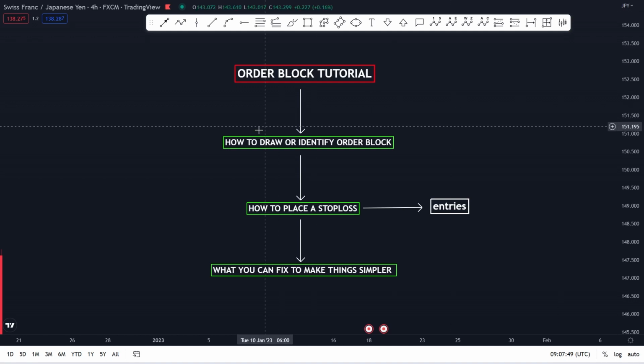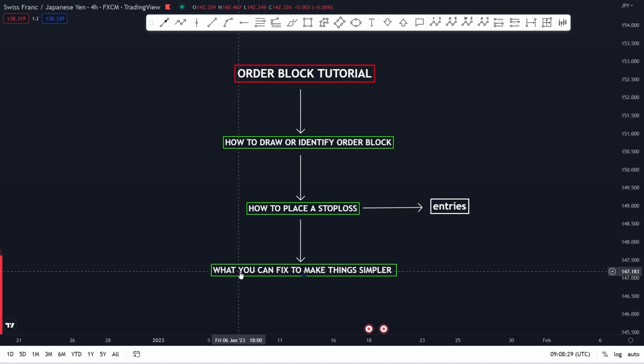The first thing you are going to learn is how to draw and identify order blocks and how to place your stop loss, and then you'll also understand the entries, and lastly you will learn some of the things that you can fix when you do your order blocks. Even if you know how to draw your order blocks, this video can still help you fix that one missing key, because I know some of you want to be sniper traders, but it's not even necessary to be a sniper trader when you know you are losing a lot of trades using order blocks.